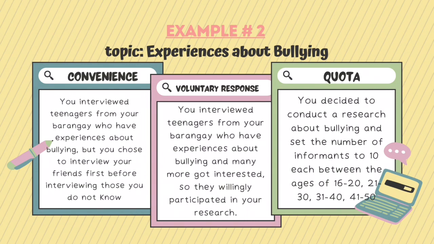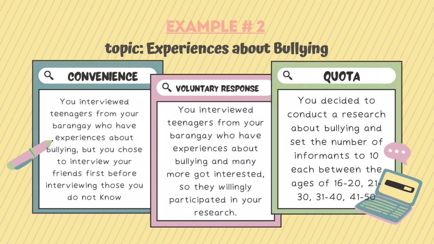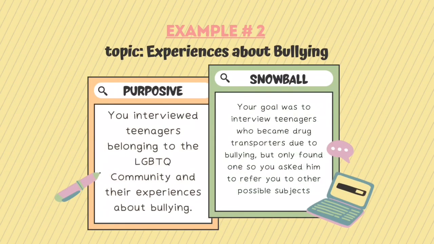Third is we have quota. You decide to conduct a research about bullying and set the number of informants to 10, each between the ages of 16 to 20, 21 to 30, 31 to 40, and 41 to 50. If the first researcher used gender to set a sample size, this one here used age. If you could still remember from our discussion, age can also be used as basis in setting a number for your informants. Next is purposive.